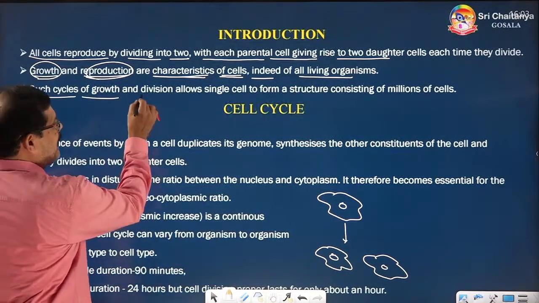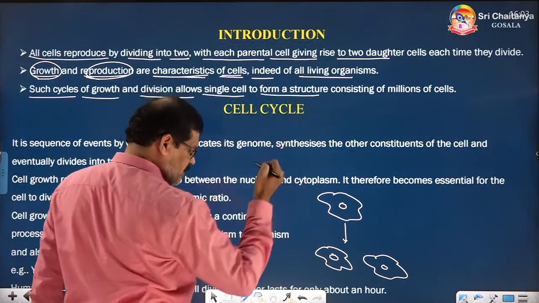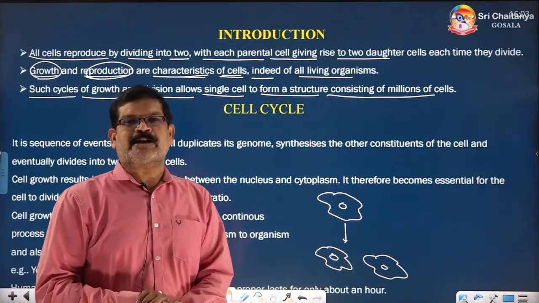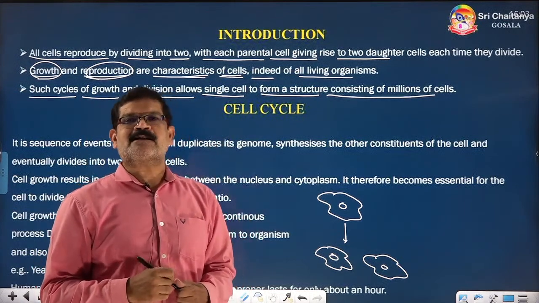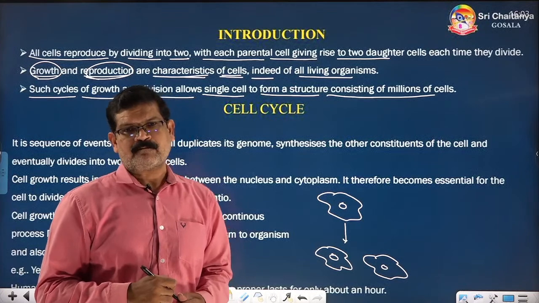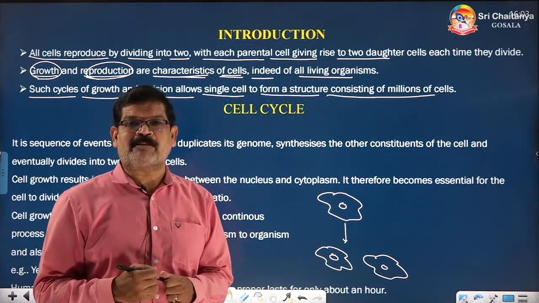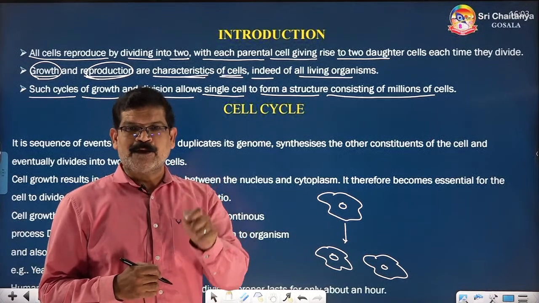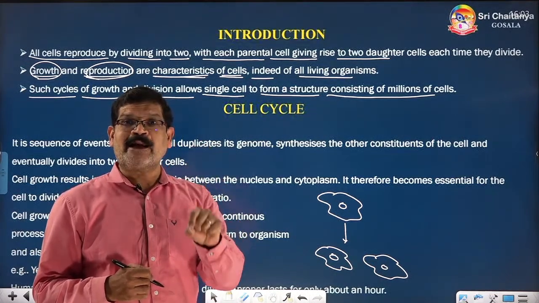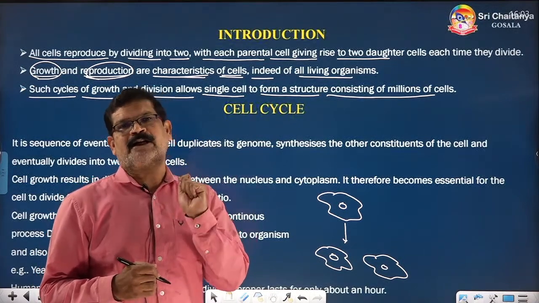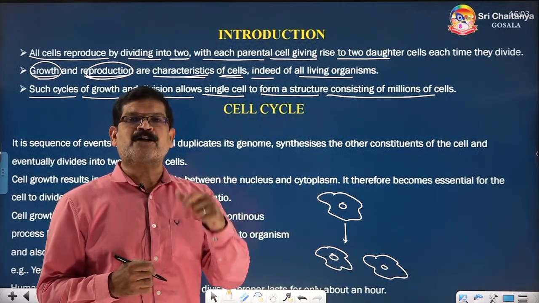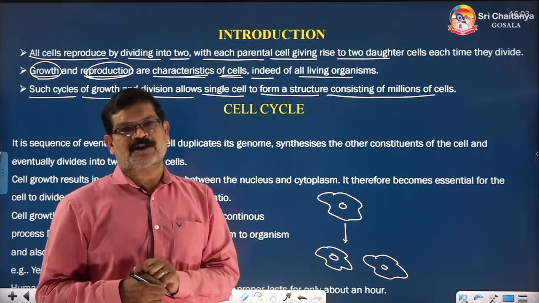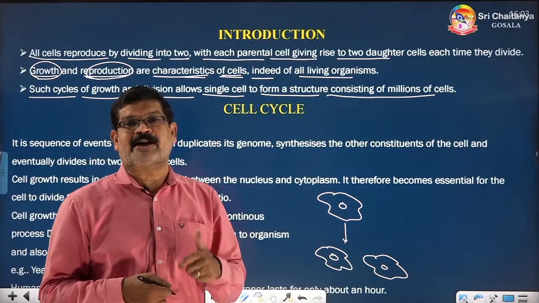Such cycles of growth and division allow a single cell to form a structure which consists of millions of cells. Now think about one important thing: every multicellular organism starts its life as a single cell called a zygote. What is a zygote? The fusion of male and female gametes by sexual reproduction results in the formation of a zygote, which is unicellular. This zygote will undergo repeated mitotic division. That is very important. Once again I am repeating, repeated mitotic division results in the formation of an embryo. This embryo will undergo differentiation and form a multicellular organism having millions of cells.